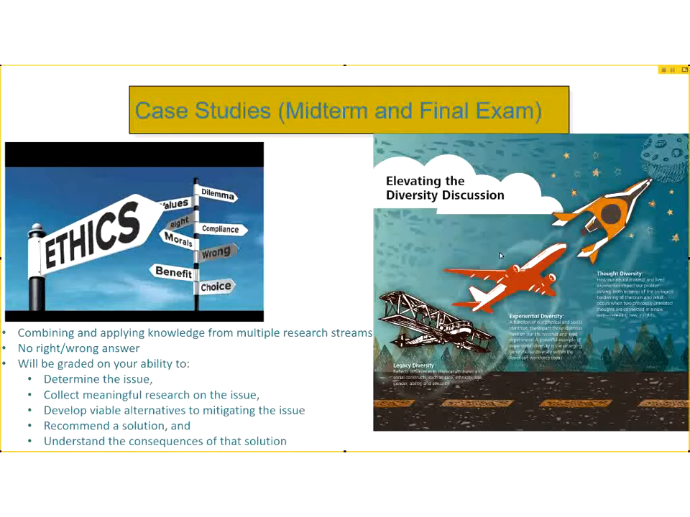You'll read the scenario. You'll see that it's either based on ethics or diversity of some sort. And what you will do is first define the issue. Then you will collect meaningful research. You'll go out into the web and other sources, read journal articles, read pertinent information on these particular issues. You'll develop alternatives to mitigating the issue. Then you will recommend a solution. What should the person do, or what should happen in this particular case?